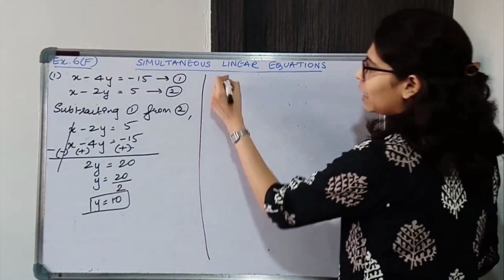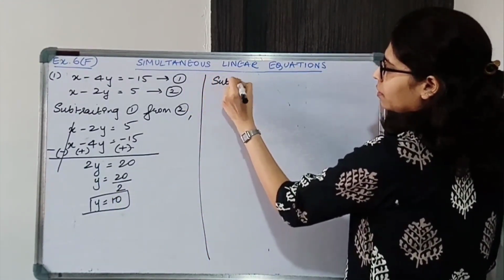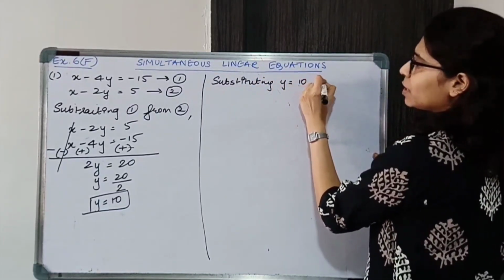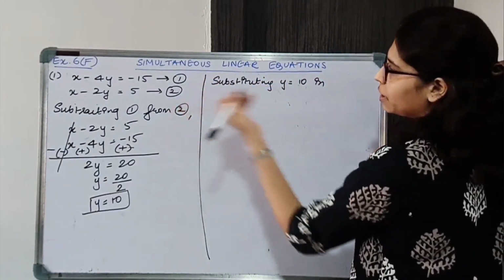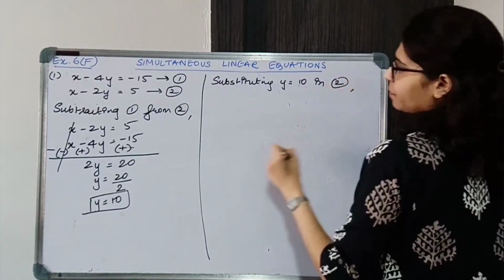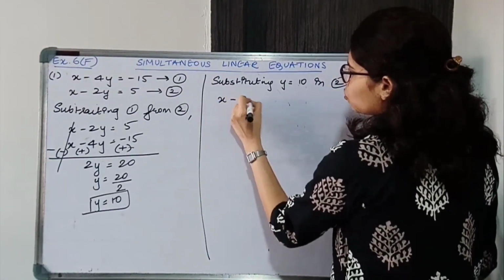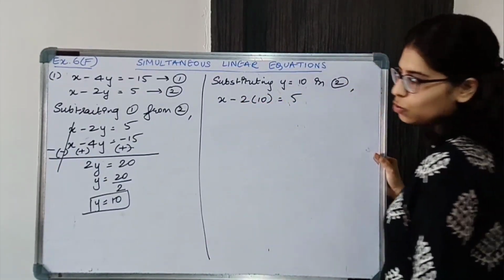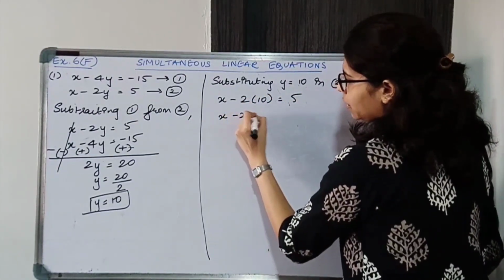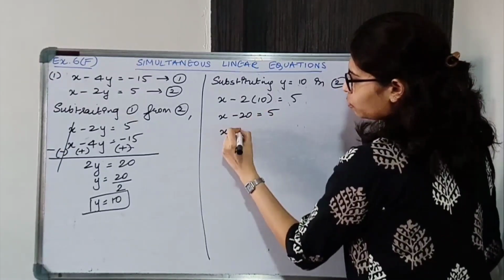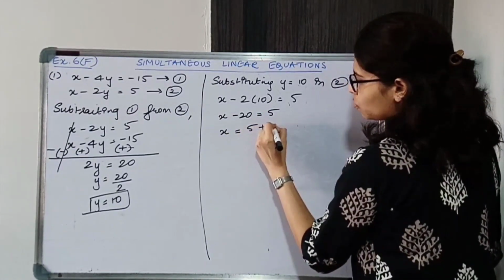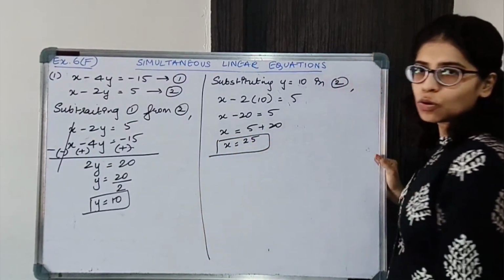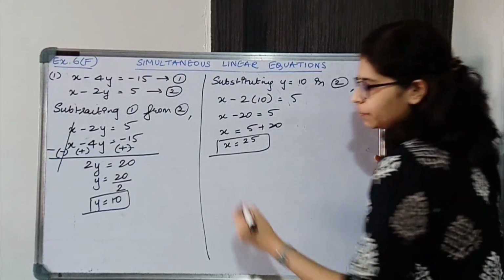So substitute the value of y. Substituting y equal to 10, you can substitute in 1 or 2. I'll be substituting it in 2. So x minus 2 into y is 10 is equal to 5. So x minus 20 is equal to 5. So x is equal to 5 plus 20, that gives 25. So we found the present ages of A and B.